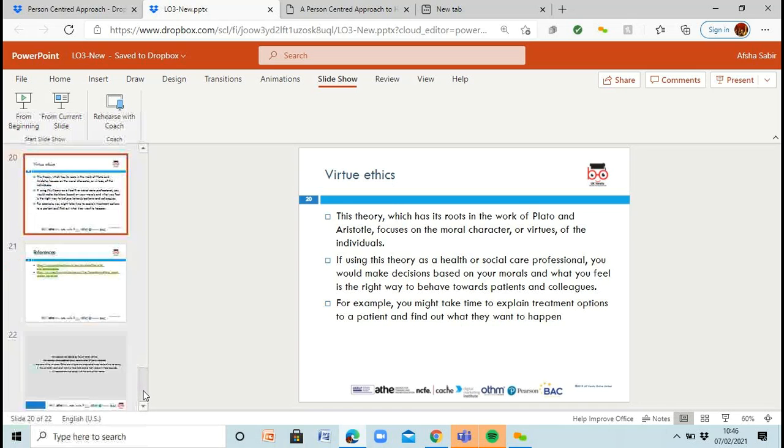So this was learning outcome 3. So we've looked at communication skills, we've looked at independence, privacy and dignity, and now we've just looked at the ethical issues.